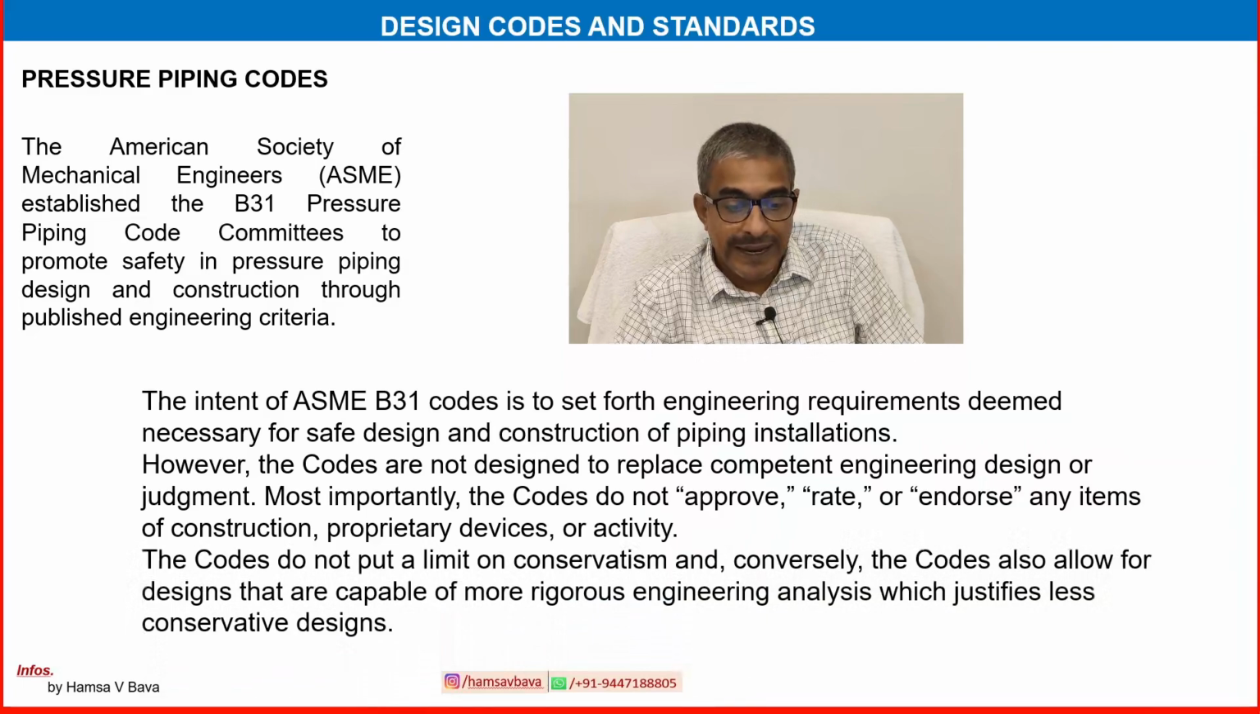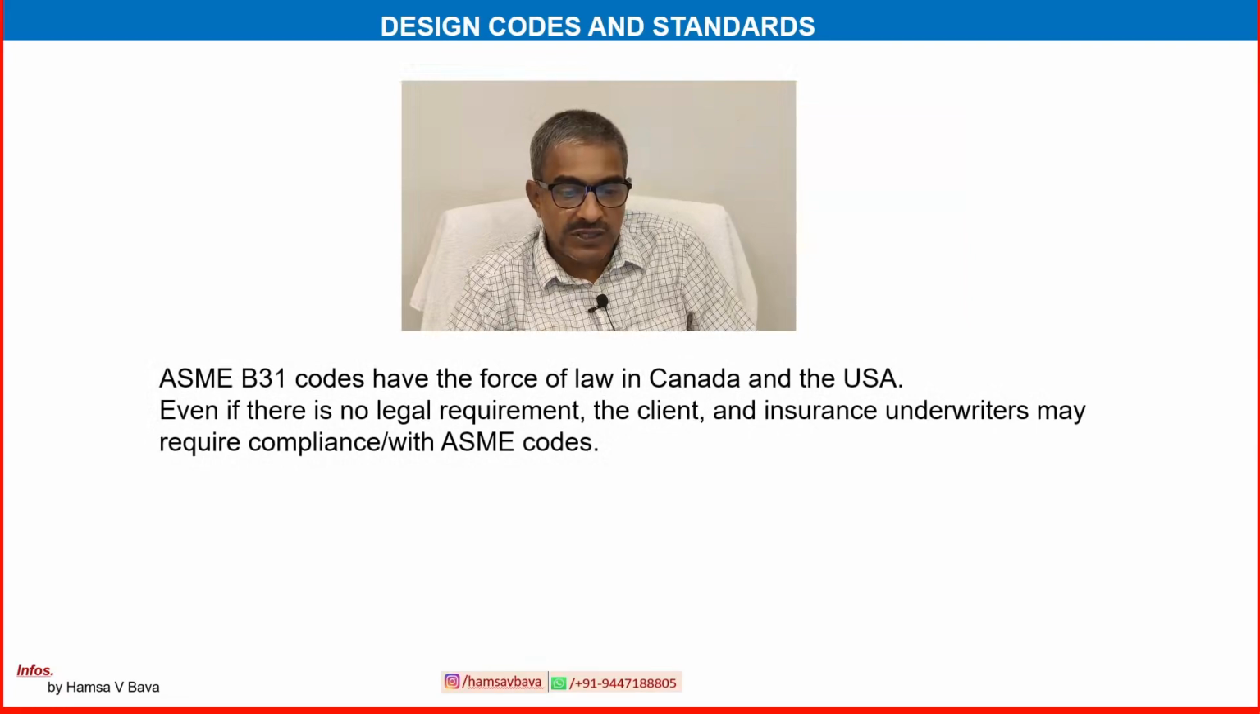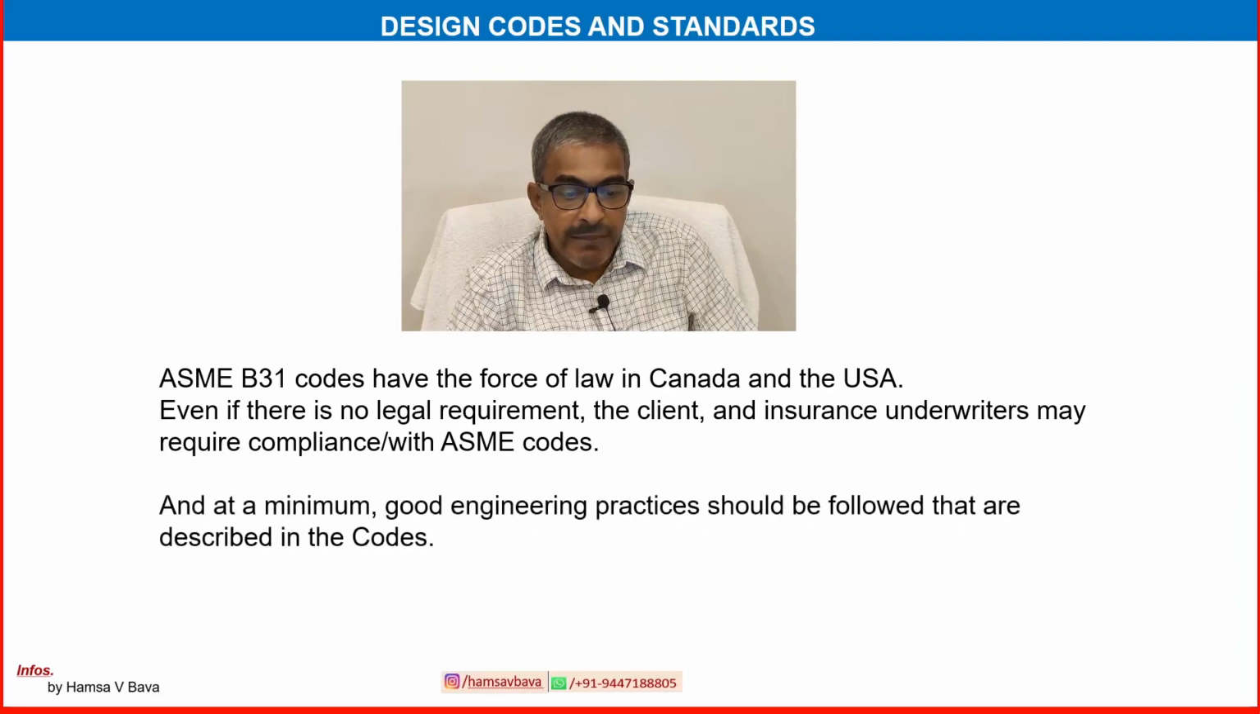The codes do not put a limit on conservatism, and conversely, the codes also allow for designs that are capable of more rigorous engineering analysis which justifies less conservative design. ASME B31 codes have the force of law in Canada and USA. Even if there is no legal requirement, the client and insurance underwriters may require compliance with the ASME code. At a minimum, good engineering practices that are described in the codes should be followed.